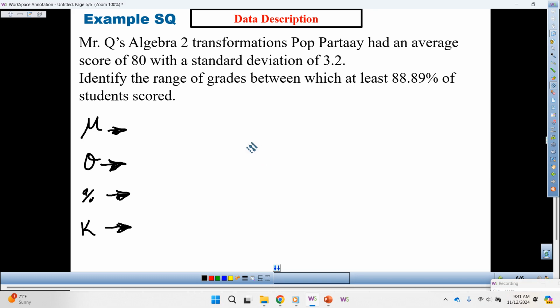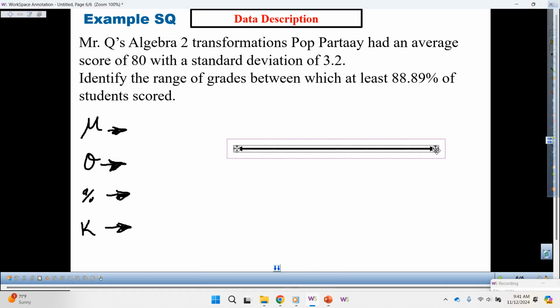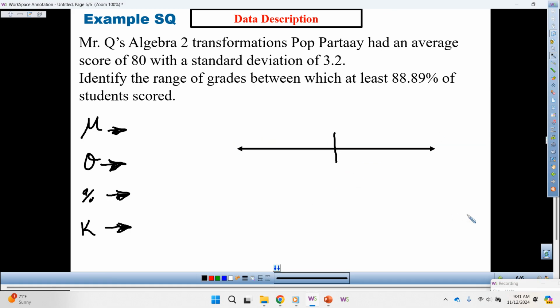Ricardo's almost done. Very good, Ricardo. I see you. Type it over your neighbor to see what they got, please.